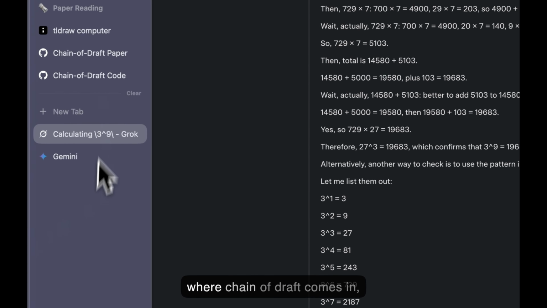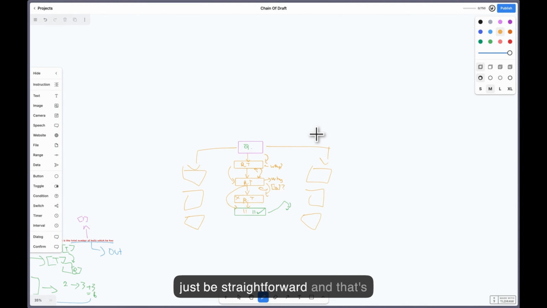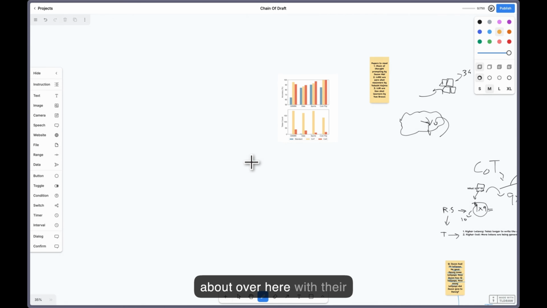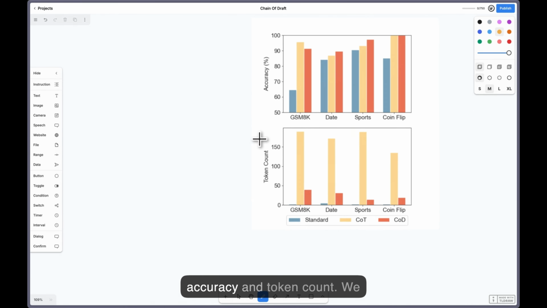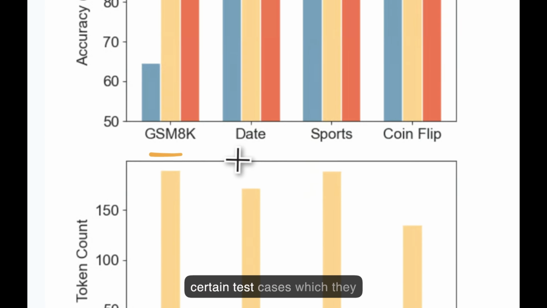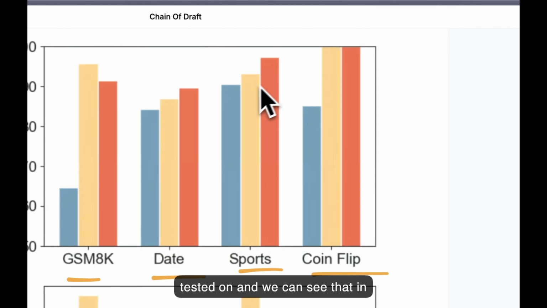This is where chain of draft comes in, where simpler tasks are just going to be straightforward, and that's the efficiency which they're talking about over here with their data on accuracy and token count. We can see that standard obviously uses the least, but these are certain test cases which they tested on, and we can see that in sports, chain of thought had lesser accuracy, and chain of draft had more accuracy.